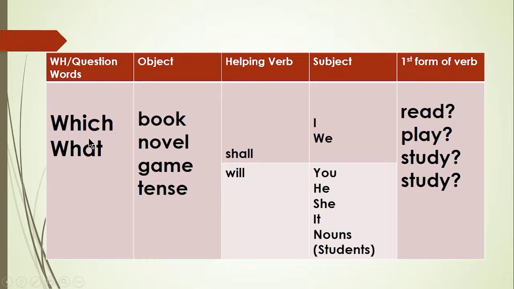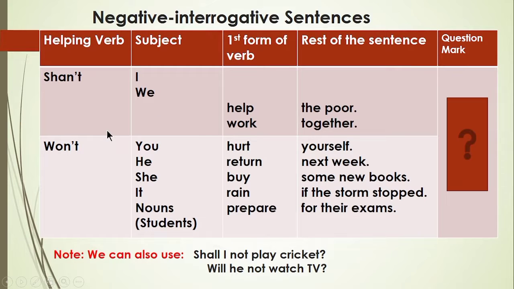We can also ask such questions with which and what when we have an option. For example, which book shall I read, or what novel shall I read, or what game shall I play, or which tense shall we study, etc. Or shall you or will you study. So that is how we ask such questions. But remember, these questions are asked when we have an option. For a general option we have what, and for a specific option we have which.